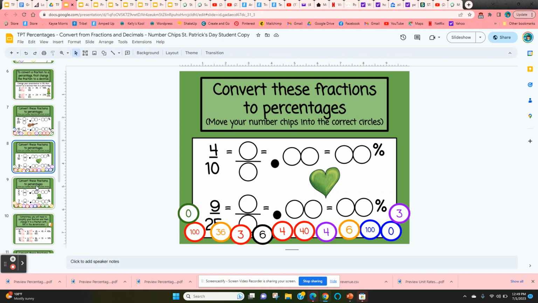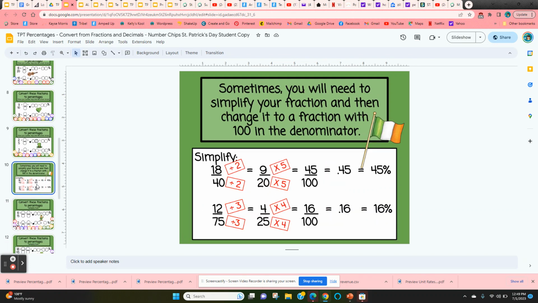So slide 8, slide 9. When they get to slide 10, well, sometimes they can't convert it directly to a fraction with 100 in the denominator. They may need to simplify first. So 18/40ths, I can't multiply 40 times anything and get 100. So if I simplify my fraction, divide numerator and denominator by 2, I get 9/20ths. Then I can convert it to an equivalent fraction with 100 in the denominator, and then I can change it to a decimal and a percent.